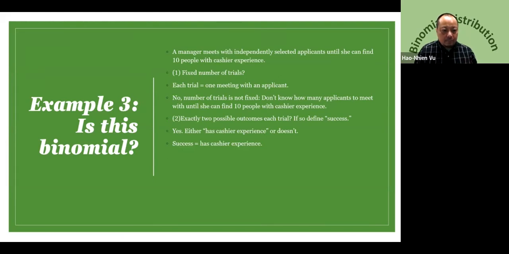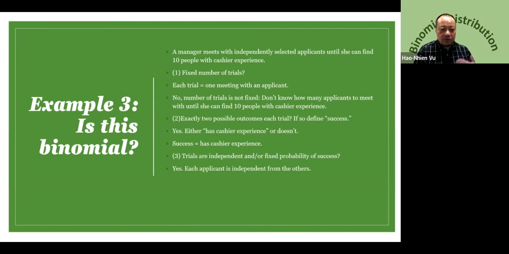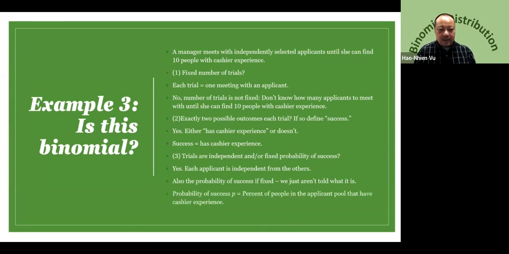Condition number 3, are the trials independent and or is the probability of success fixed at a number p? Yes, independence because each applicant is independent from the other. And yes, the probability of success is fixed. We don't know what it is, but we do know that it's fixed and it is equal to the percent of the people in the applicant pool that have cashier experience. Whatever that percent is, it is our probability P.